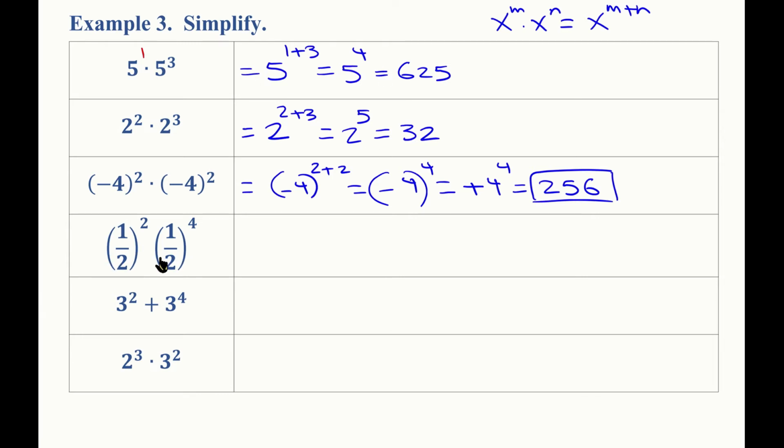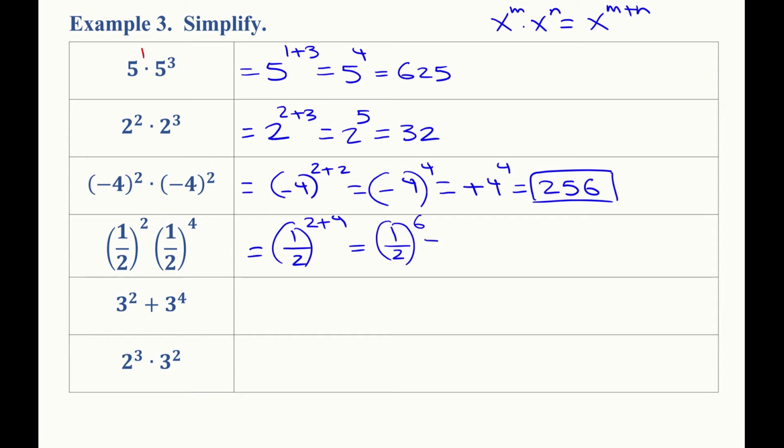All right. How about here? Sure, why not? It doesn't matter that they're fractions. These are two powers that are being multiplied and they have the same base. The base is 1/2 for both of them. So yes, we can apply the product rule. Keep the common base, add the exponents. So we get 1/2 to the power of 6.